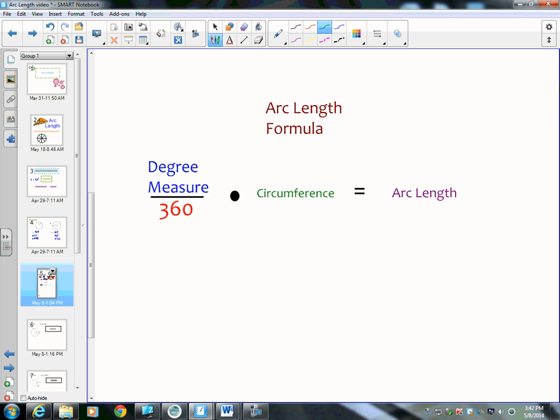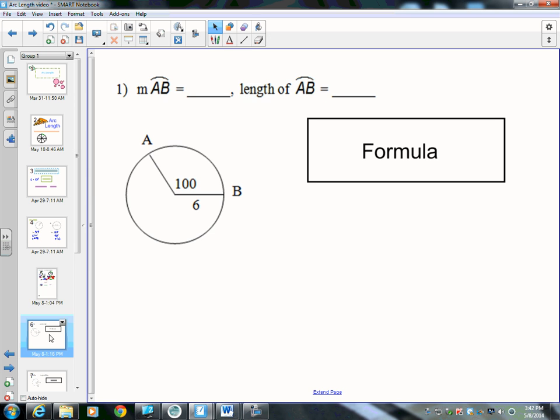Okay, so let's see some examples. What do we mean by all this? Well, this is an example. We have a circle. I want to find first the measure of arc AB, and then we're going to find the length of AB. So if we remember, the measure is the degree measure of the arc.